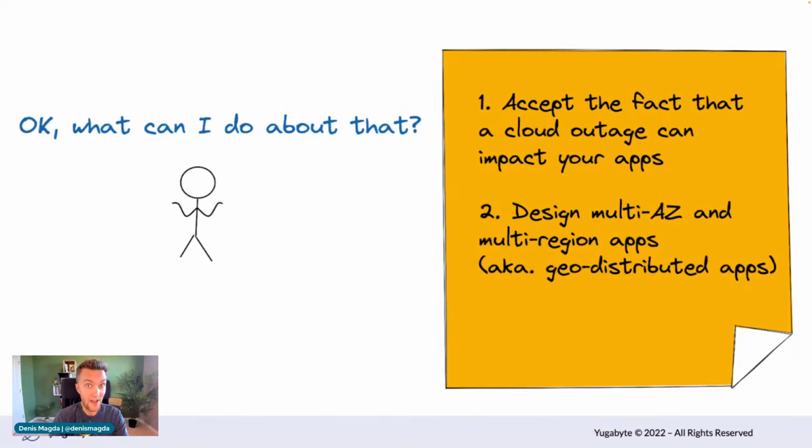And if you accept the fact, then deploy and design your applications with multi-AZ or multi-region deployments in mind. So when you create your application, at least make sure that it can function across multiple availability zones. With the multiple availability zones configuration, you will not be able to withstand region-level outages, but at least you will be able to tolerate zone-level outages, which is also a good thing to have in your architecture.